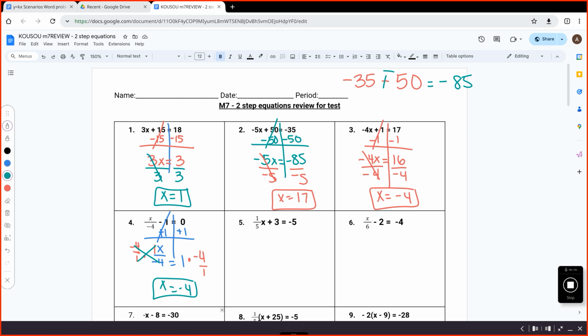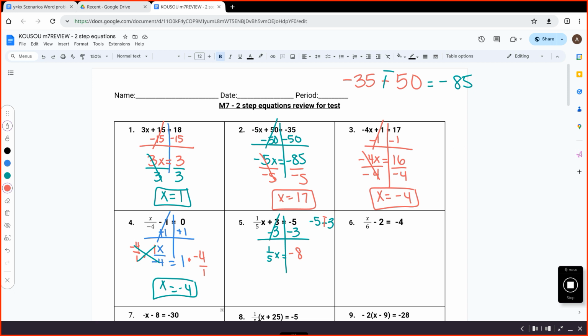All right. In our next example, we have 1/5 x. That's with the x, so we're not looking at that yet. And then we have this positive 3. That's the one that we are going to move first because it doesn't have the x. So the opposite of plus 3 is minus 3 on both sides. Then we have 1/5 x is equal to negative 5 minus 3. Be careful. Keep, change, change, or keep, switch, switch. So you have negative 5 plus negative 3, which gets you negative 8.